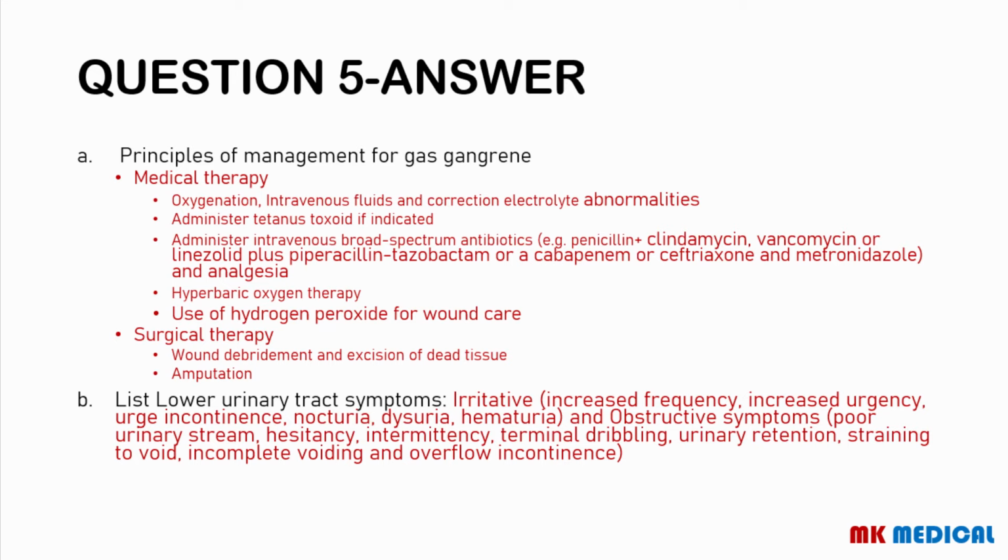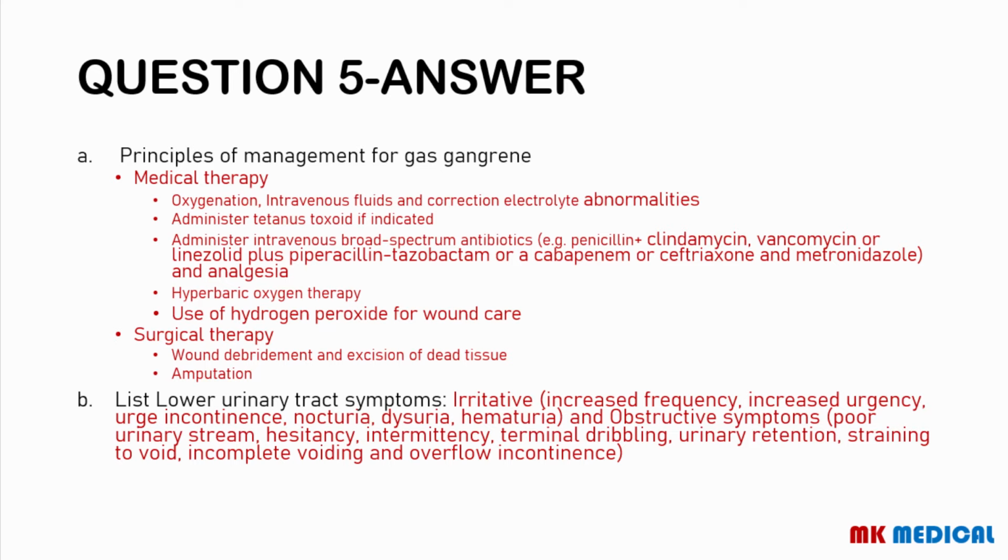You want to give this patient high oxygen, so you want to put them in a hyperbaric oxygen therapy, so a hyperbaric chamber, and of course use hydrogen peroxide for the wound care because Clostridium perfringens does not really like an aerobic environment. So the hydrogen peroxide creates an aerobic environment. So surgical management, of course, is going to include wound debridement and excision of the dead tissue, but ultimately an amputation may need to be undertaken.